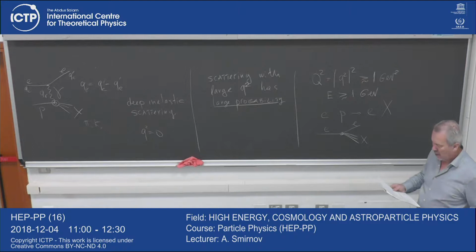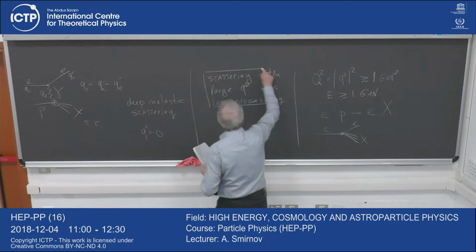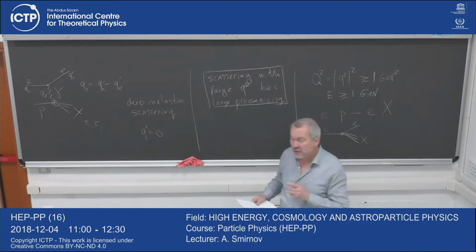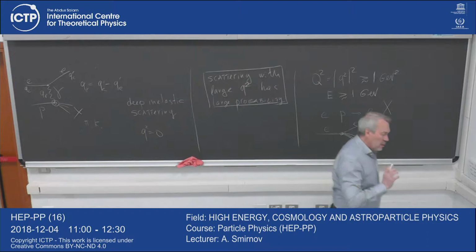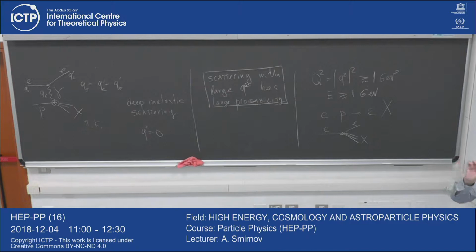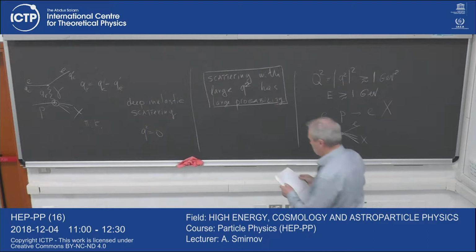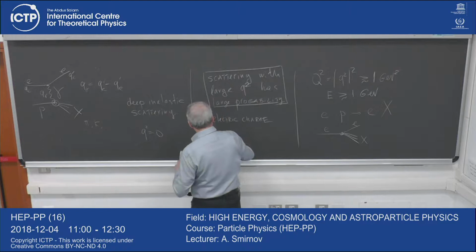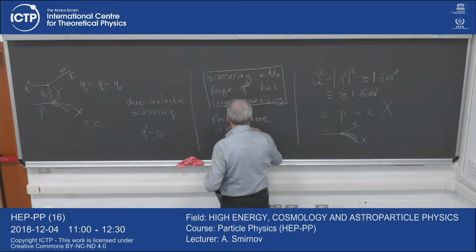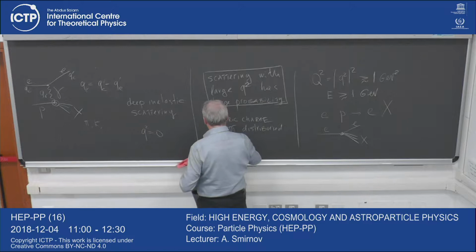So what is the conclusion? Like in the Rutherford experiment, the conclusion is that electric charge, and in this way we probe the distribution of electric charge in the proton, is not distributed uniformly in the volume occupied by a nucleon, but it is concentrated on some much smaller objects which are sitting inside the nucleon. So electric charge is not distributed uniformly, but it is concentrated in smaller objects.